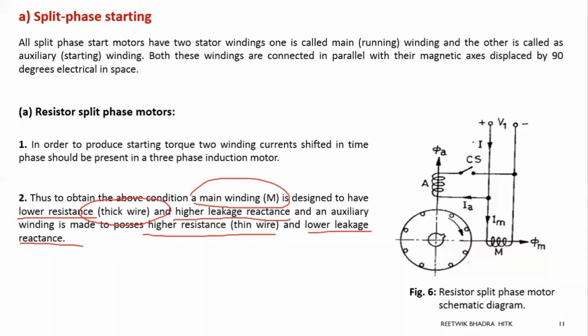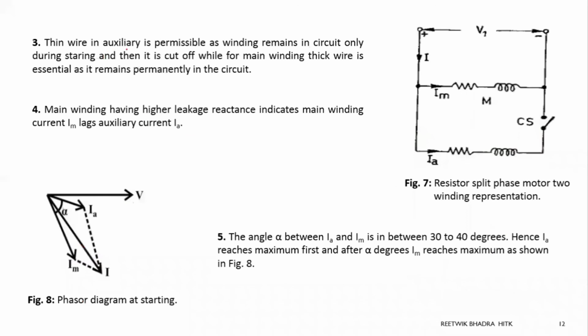Because at the starting we know it draws a high starting current, right? Since the auxiliary winding handles the currents and torque at the starting, this has to be a thin wire. And at normal operation, only the rated current flows. So why take a high resistive wire over here? We'll take a low resistance wire in the main winding. That is the reason. A thin wire is permissible in the auxiliary winding, as the winding remains in the circuit only during the start and is cut off.